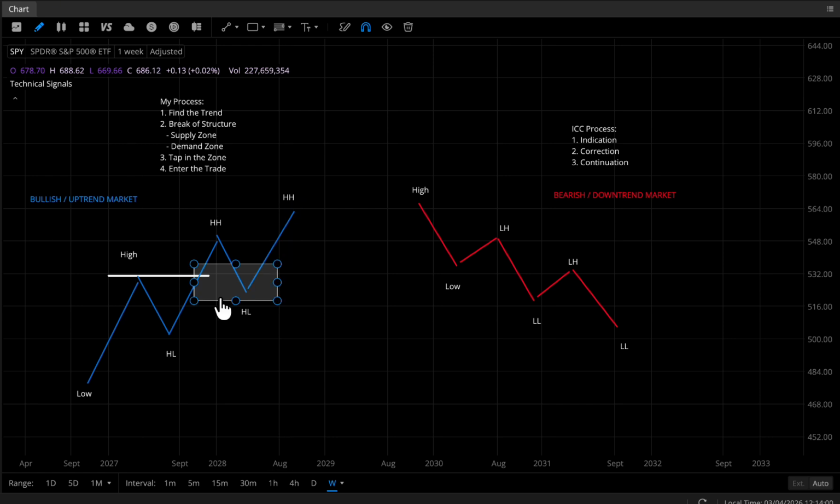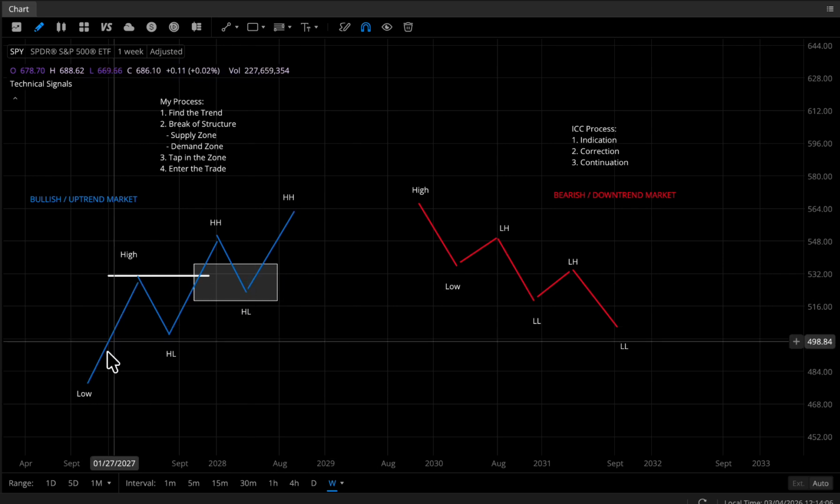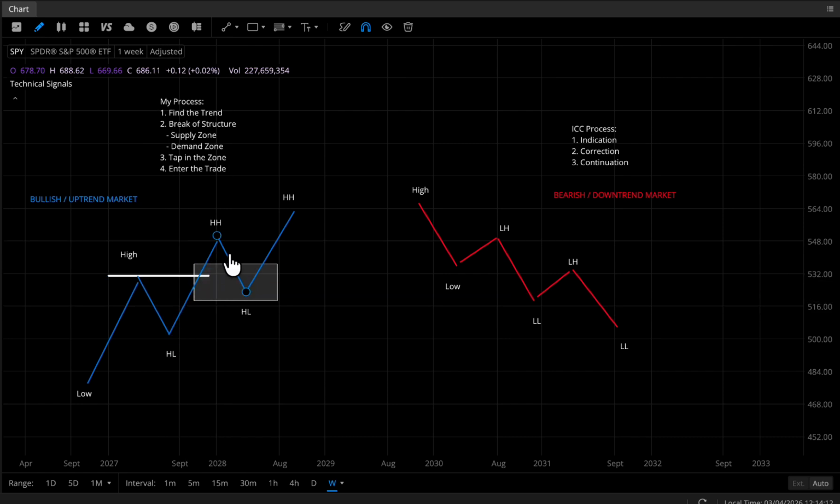It's literally that simple. There's no way I can even make it sound more complicated. Find the trend. We found it. Wait for a break of structure. Broke the structure. Identify our zone. So this is our zone where price broke structure. Wait for price to come back and tap the zone. Price tapped the zone. Enter the trade. And that's it. So that's how that would look on a bullish uptrending market.